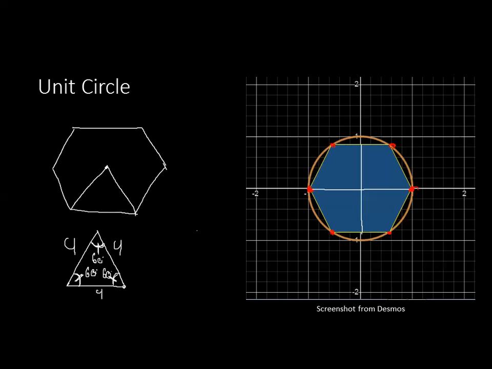Okay, let this be the center. So there you go. Okay, so here, 1, 2, 3, 4, 5, 6. There are a total of 6 equilateral triangles. Okay, there are a total of 6 equilateral triangles.